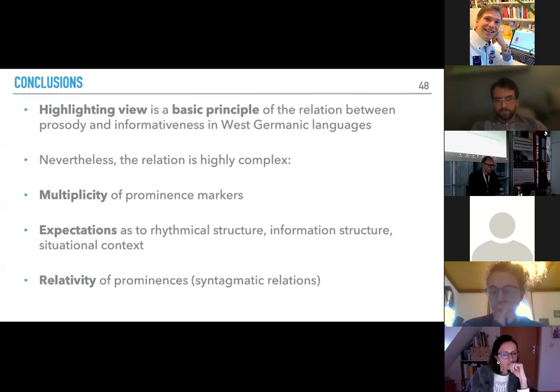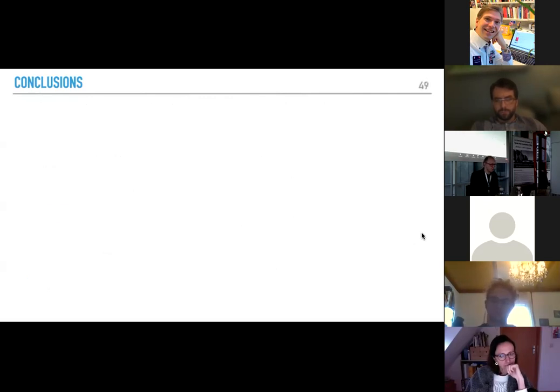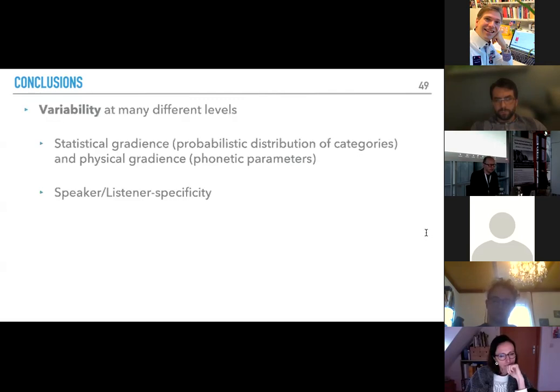Furthermore, we showed that prominences influence each other at a syntagmatic level. That is, they have to be viewed in relation to one another. And we also find variability at many different levels. Maria Paula's talk yesterday said a lot about variability at these different levels. And this blurs a direct mapping between prosodic prominence and informativeness.